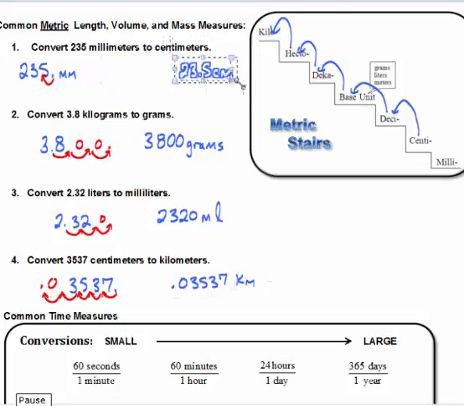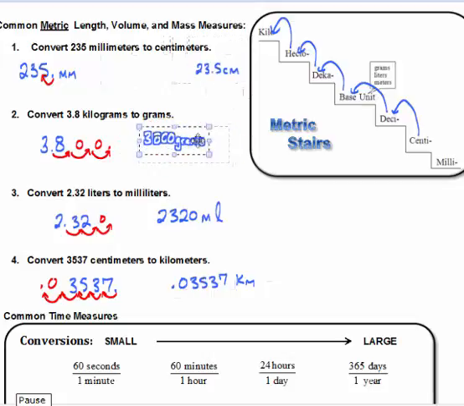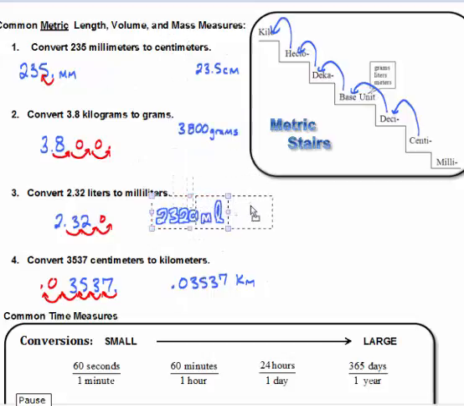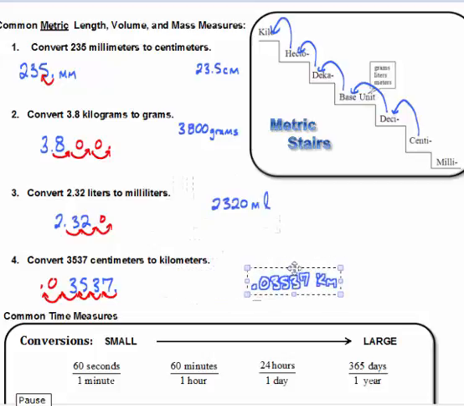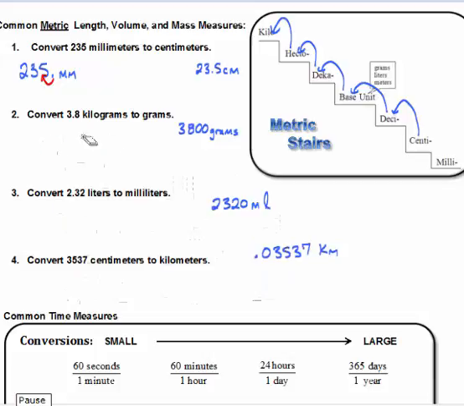Alright, so all of these answers we found by just using the metric stairs. Let me show you how you can also do this by the dimensional analysis technique that we've been using previously and get the same answers. Alright, so I'm going to erase that. So these are the answers that we've already determined using the metric stairs. So alternately, we can also do this with a factor labeling. We start with 235 millimeters and then draw a line just like we did previously.